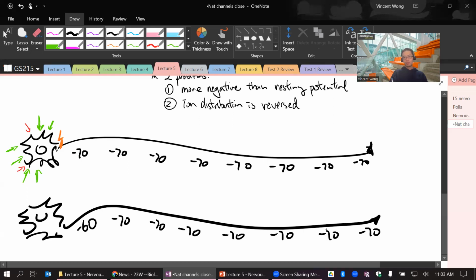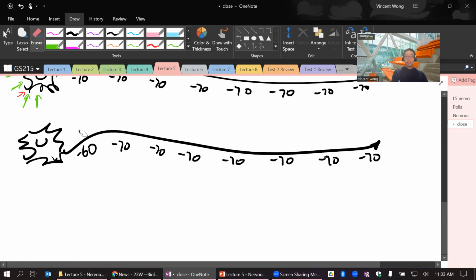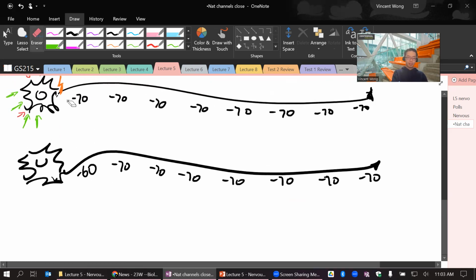Don't copy this down. You'll miss what I'm saying, okay? Just focus on what I'm saying and then try to reorganize it yourself afterwards. Do you understand why this is minus 60, right? Because of the lightning bolt, right? Because of the stimulus. Okay. So then what happens next?